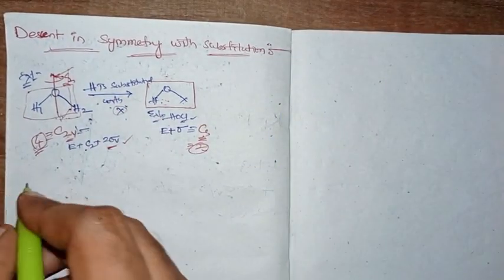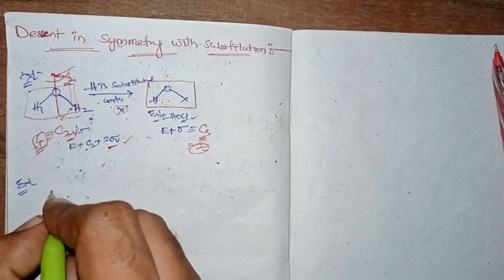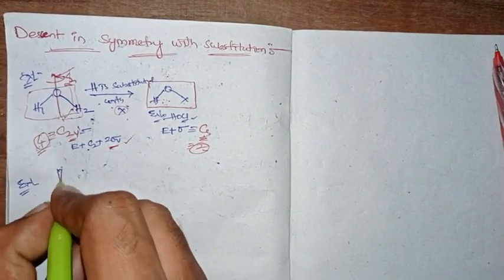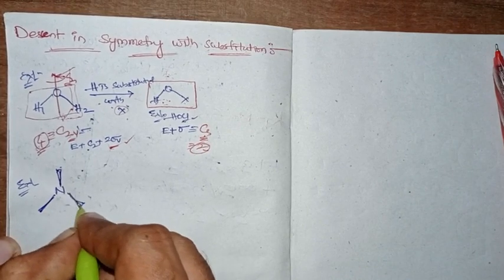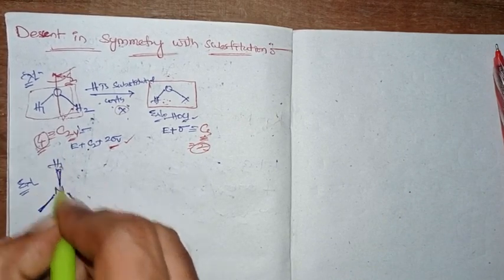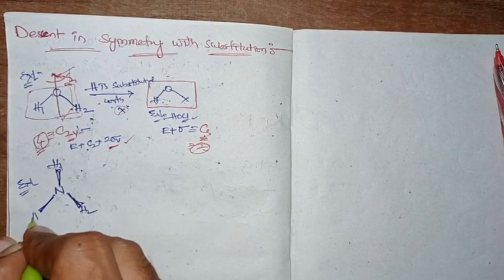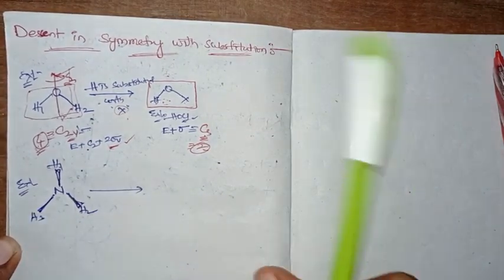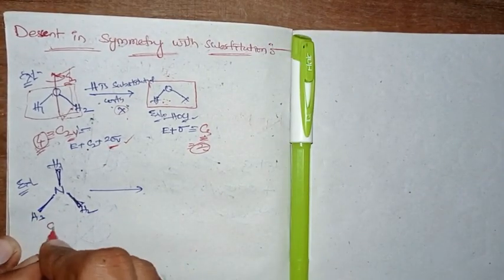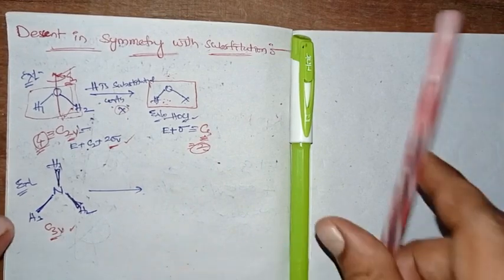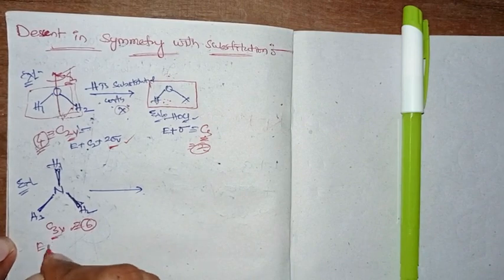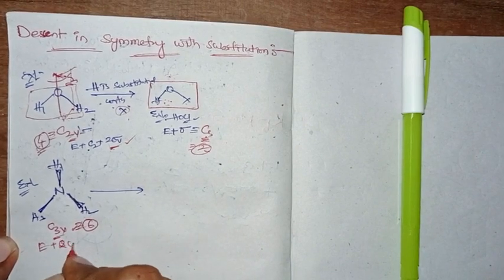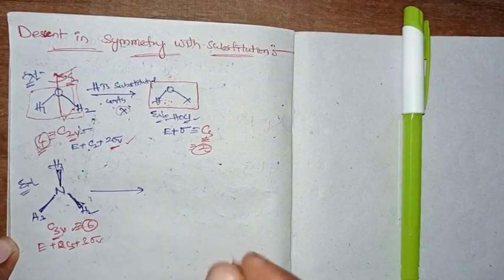We can go with multiple examples. Even we can take ammonia. Do you know the point group of ammonia? It is a C3V point group molecule, where it will have 6 elements, such as E plus 2 C3 plus 3 sigma V's.